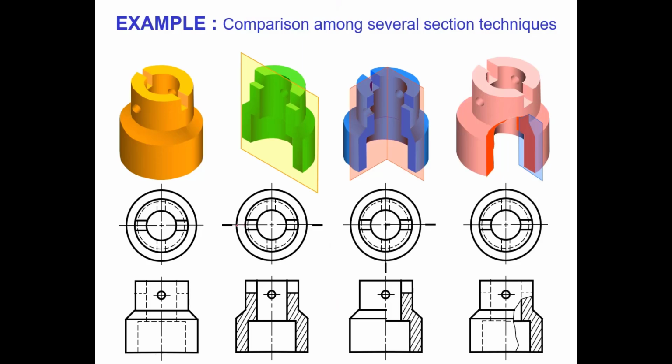Can you see there is a cutting line? Here we have a cutting line. I just make it this cutting line. The half section has a cutting line. But here, the broken-out section has no cutting line, because we just have a broken line.